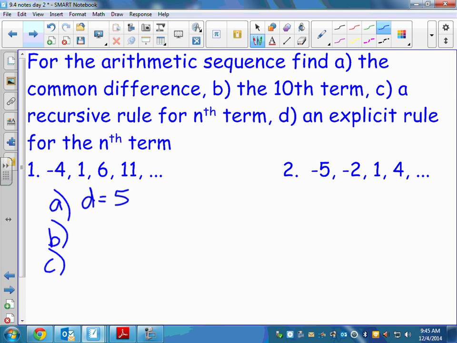Part C, a recursive rule for the nth term. Recursive one, it's kind of annoying, but again, if you have the formula written down, you're just going to say that the nth term is taking the 1 before it, so a sub n minus 1, and adding the common difference. Then you need to say when n is greater than or equal to 2. Because they'll have to give you the first term, I guess.